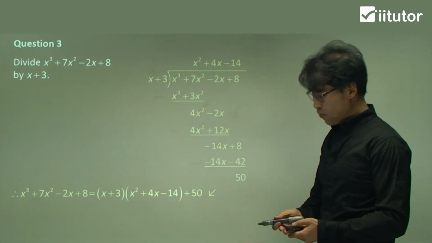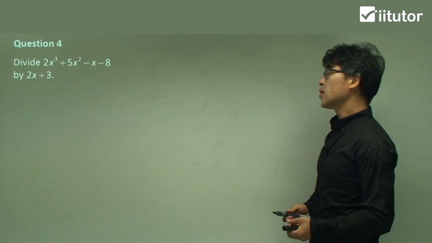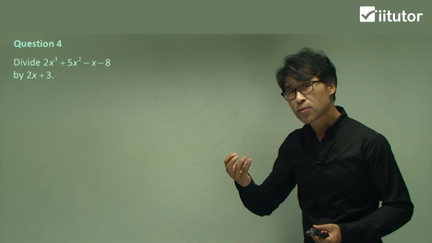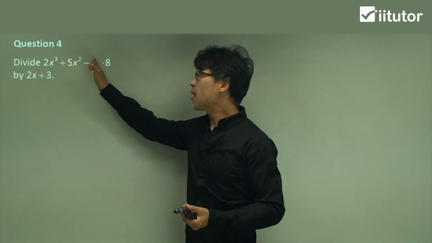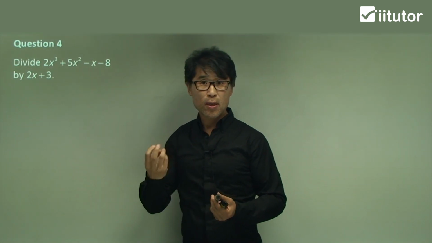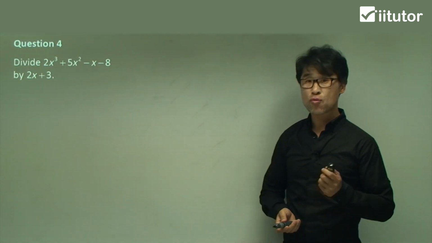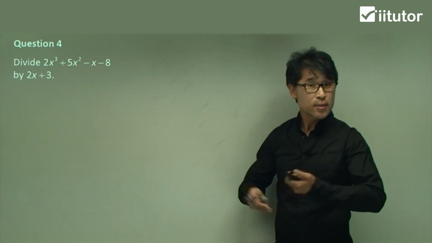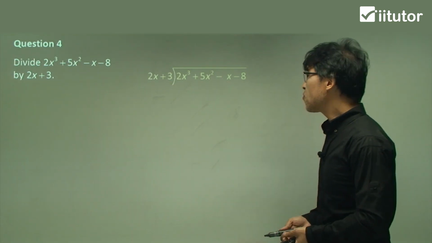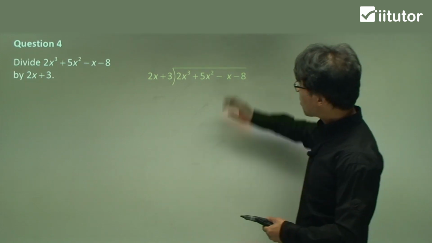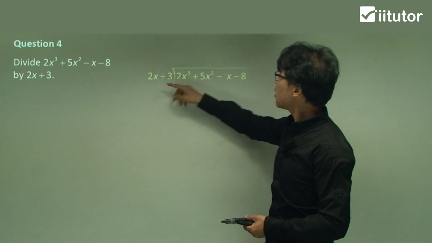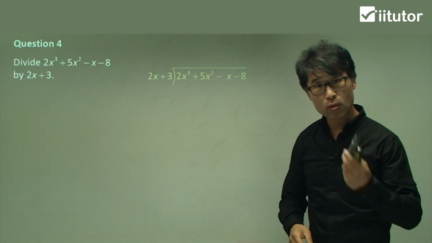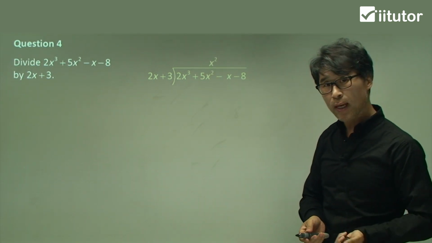Okay, we move on to question 4. Little different from question 3. So what's the difference? Yeah, higher order plus non-monic. Say the leading coefficient is 2 rather than just 1. Same thing, however. Write the format of the long division. So think about what you need to write over here. So 2x times what is 2x cubed? Easy. It should be x squared.